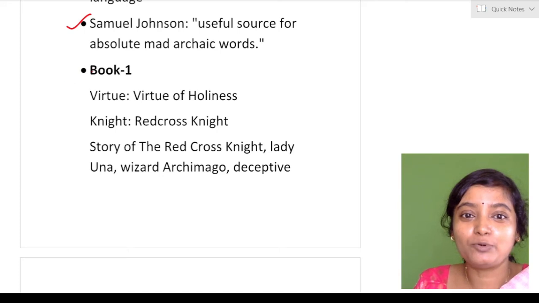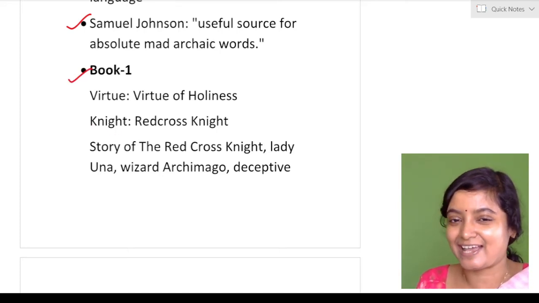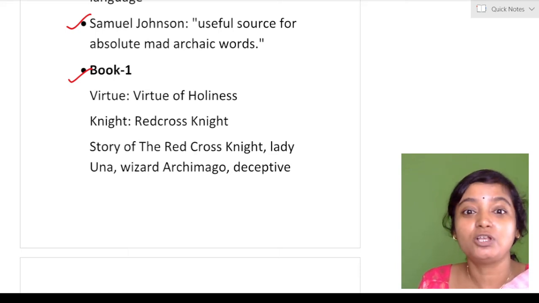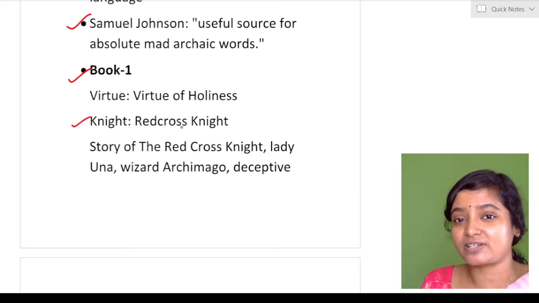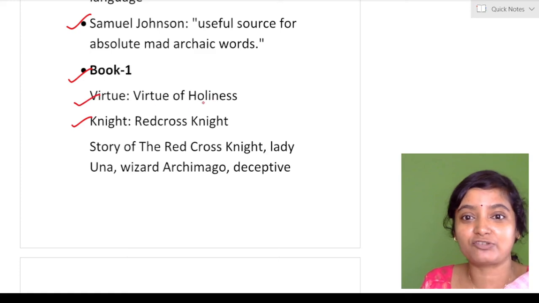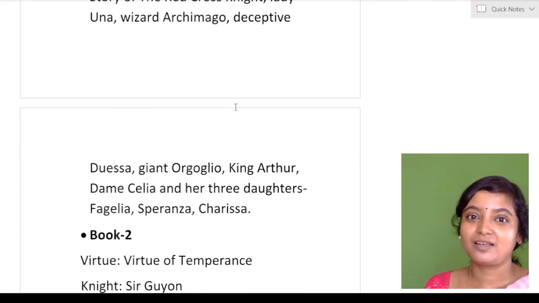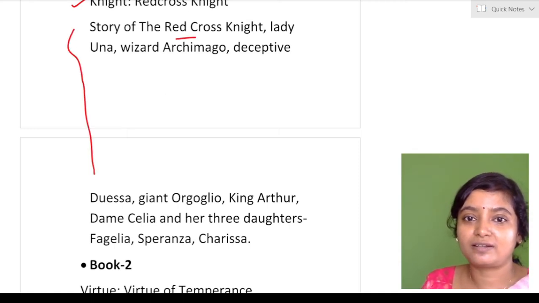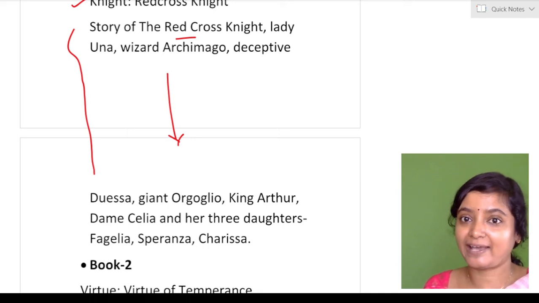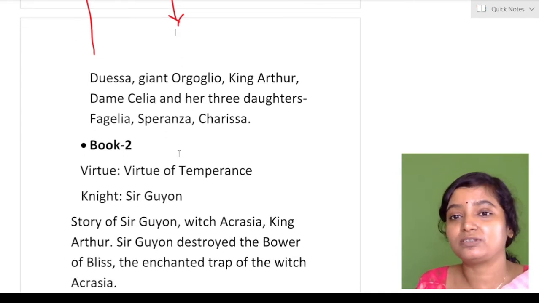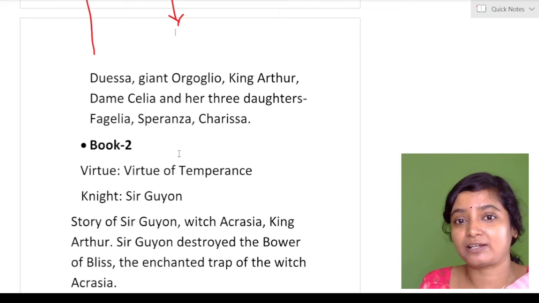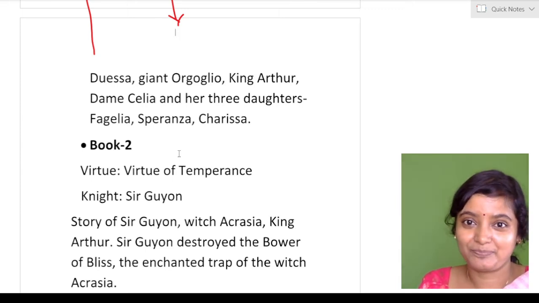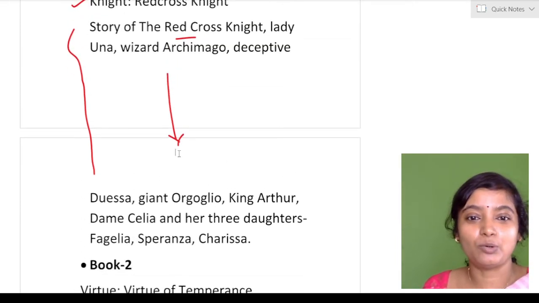Now book number 1. We previously said that in each book there is a knight celebrating one virtue. In book number 1, the knight is the Red Cross Knight, and the virtue he celebrates is holiness. You can have a look at the characters involved in this book. If there is a question about which book has the giant Orgoglio, you can say it is from book number 1.